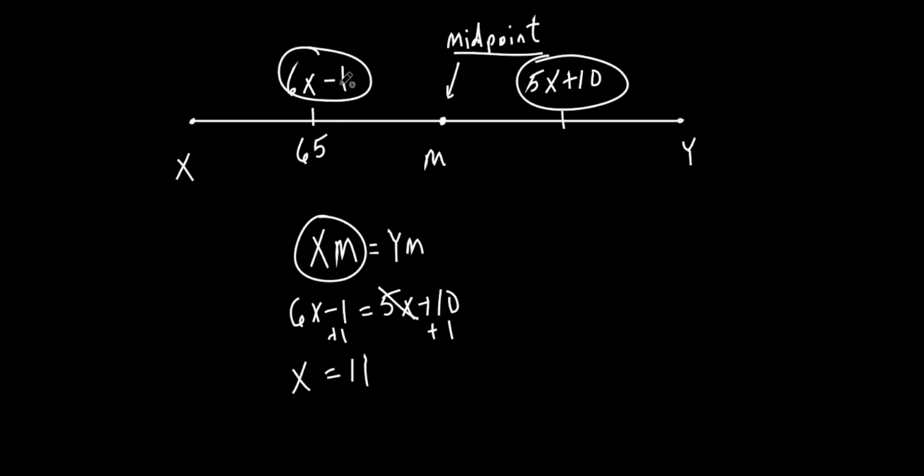Now, without doing any math whatsoever, what would my expression equal? It's going to be 65, okay? Let's just double check. Let's put the 11 in for this x. 5 times 11 is 55 plus 10 is 65. And it works. Perfect, doesn't it?